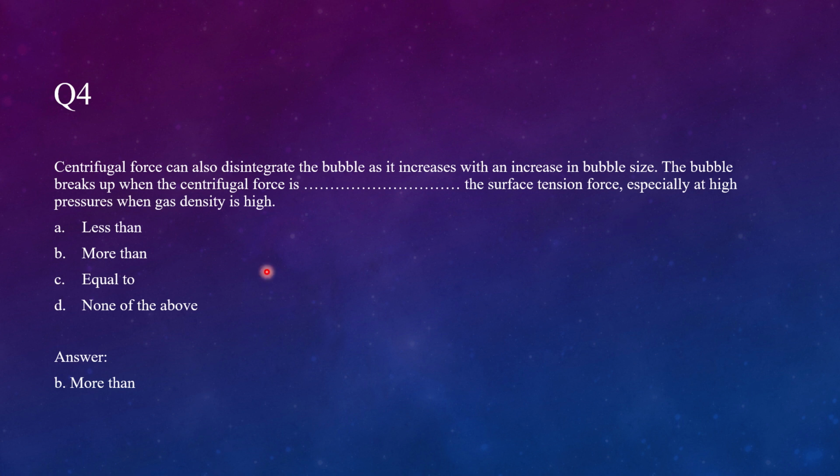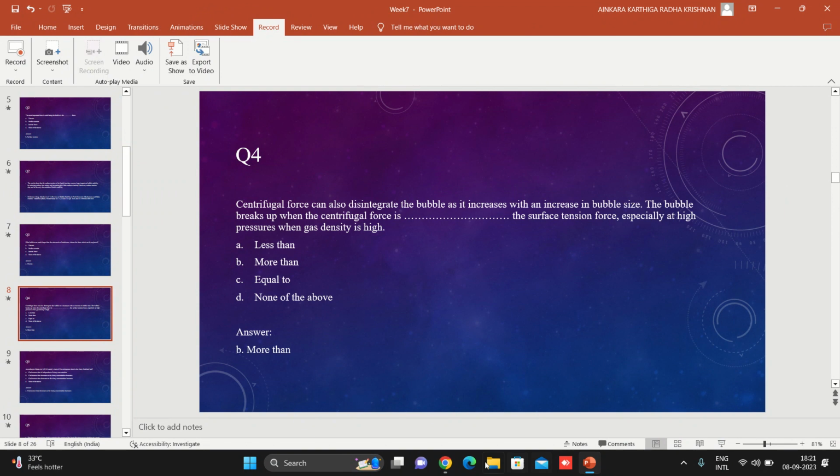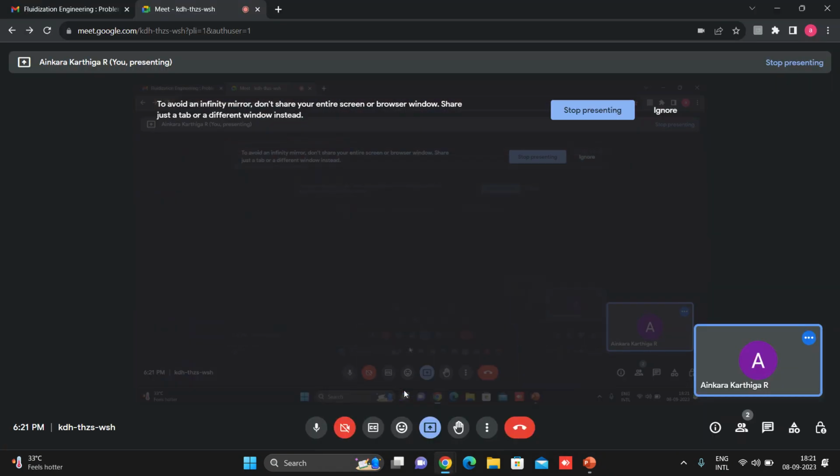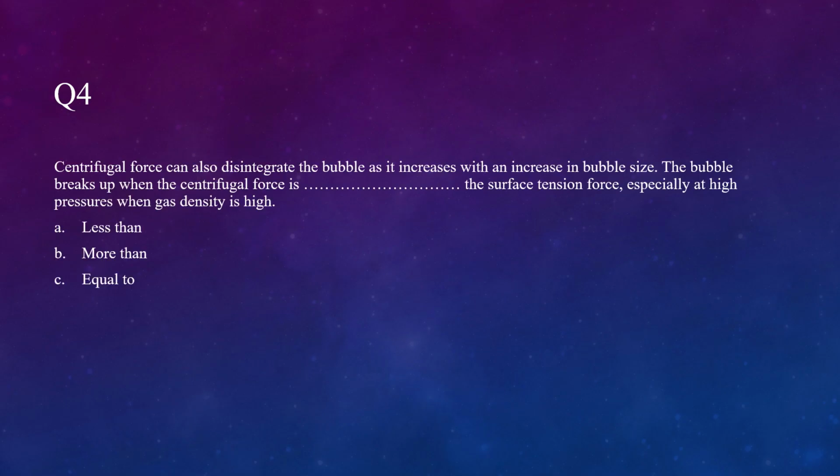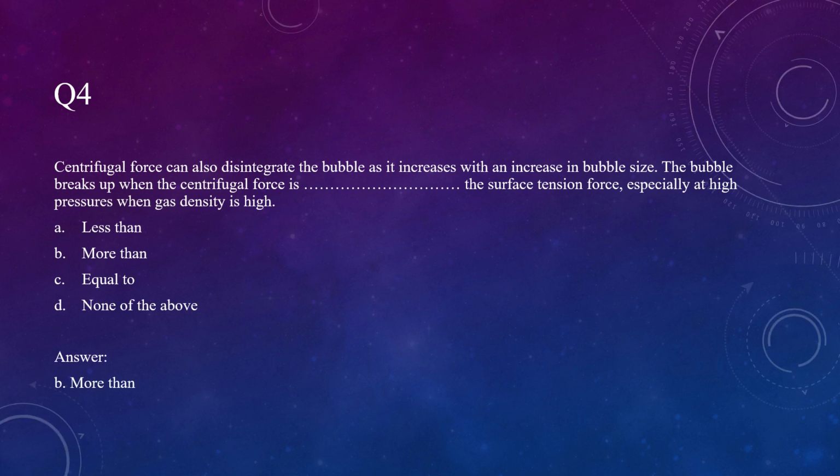So the answer is more than the surface tension force. That is, centrifugal force is more than the surface tension force. Then it means that the bubble disintegration can occur. More than the surface tension force, especially at higher pressures when gas density is high. So this is question 4. We'll go on to question 5.